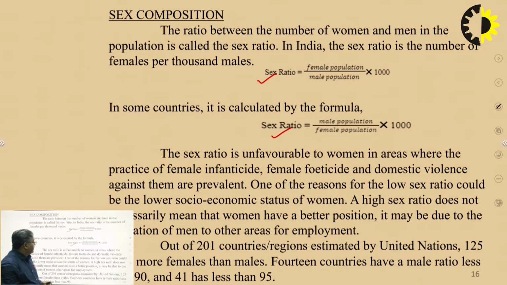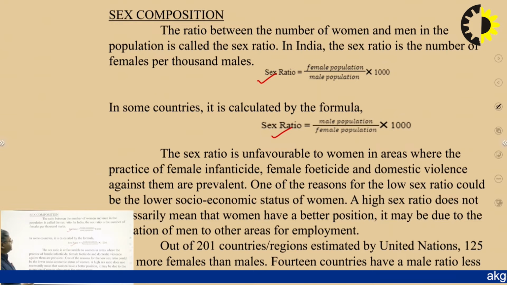The sex ratio is unfavorable to women in areas where the practice of female infanticides, female feticides, and domestic violence against them are prevalent. One of the reasons for a low sex ratio could be the lower socio-economic status of women.